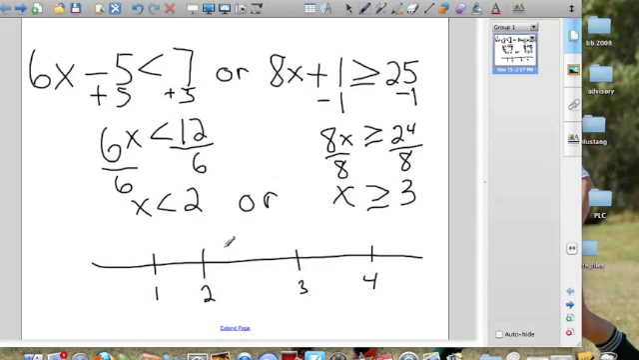Now, as I graph, I'm going to have an open circle, so it does not include 2 as my answer, and then I'm going to shade to the left-hand side. I'll put my arrow because all the answers less than 2 will satisfy that inequality. The other side of the inequality, I'm going to put a closed circle at 3, and this side would be satisfied by all of the answers that are x is greater than or equal to 3. So 3 would be included in these answers.